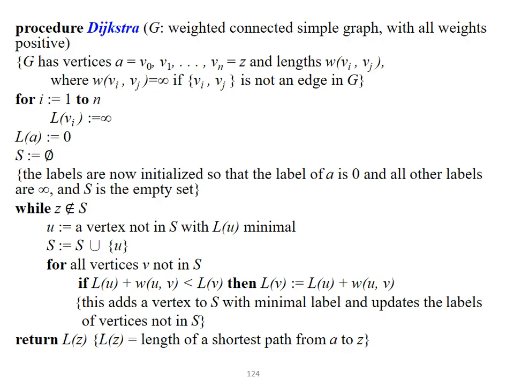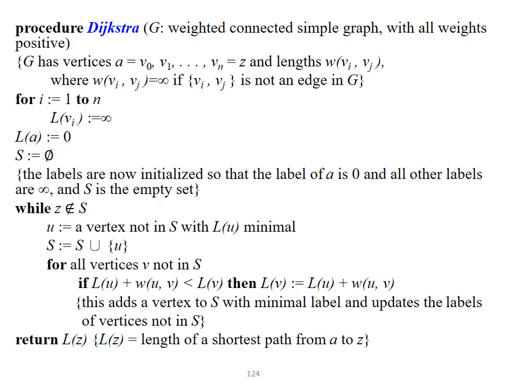All right, let's see the first step of this algorithm. We have a for loop for all vertices. We set the length of Vi to infinity for V1 to Vn. So only the starting point is 0, A is 0. For the other vertices, initially we set it to infinity. And then the set S is set to an empty set in the initial step.